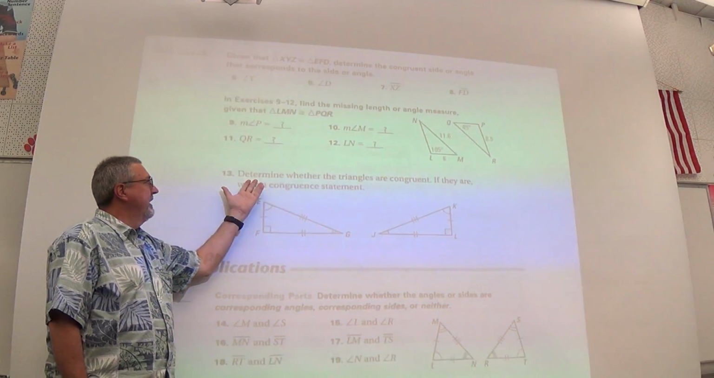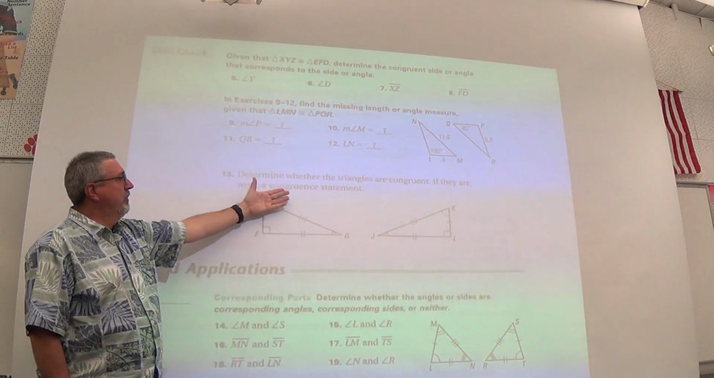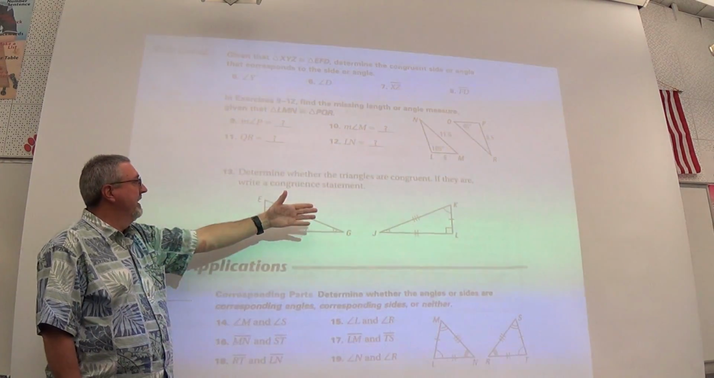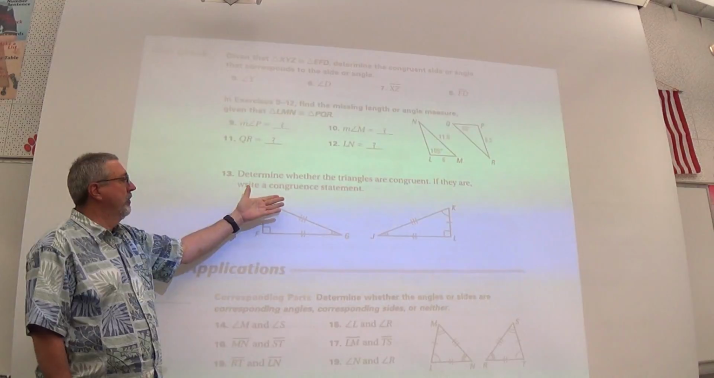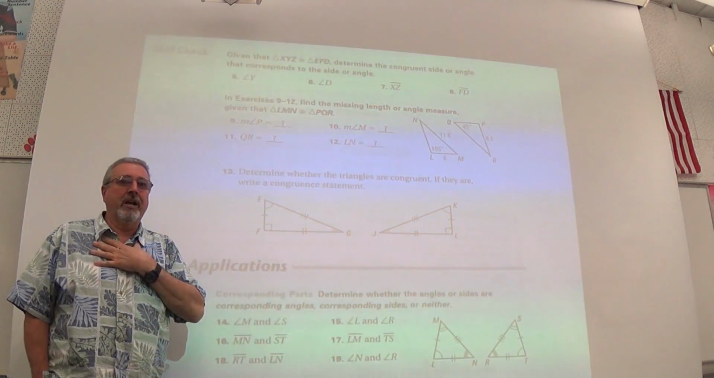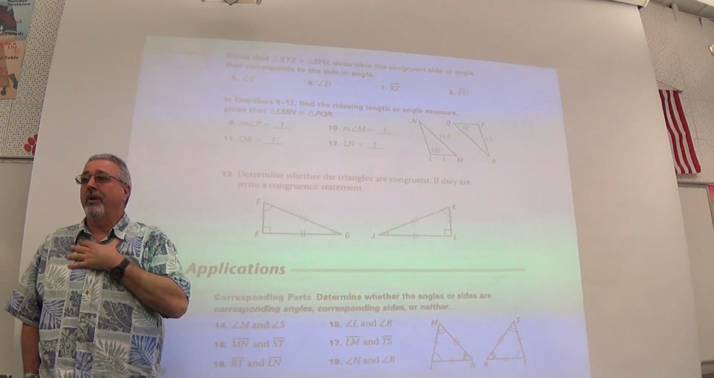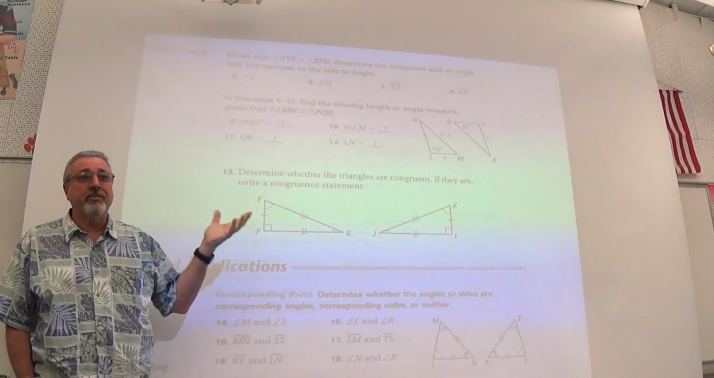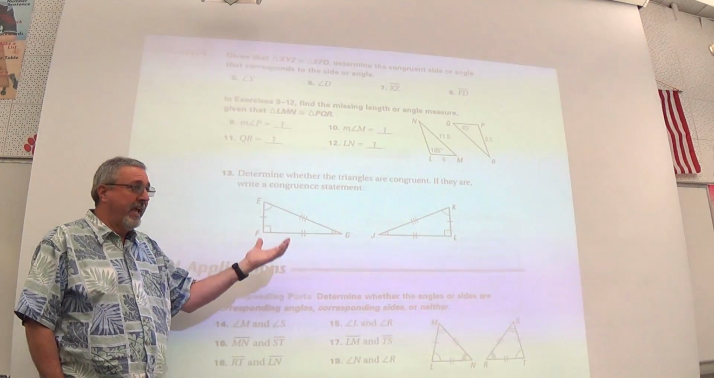If you look at this one now, number 13, it says determine whether or not the triangles are congruent. If they are congruent, write a congruency statement. Well, how would I know the triangles are congruent? I would know the triangles are congruent if all the sides are the same length and all the angles are the same measure.